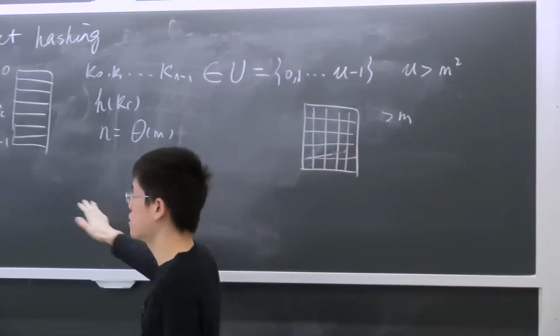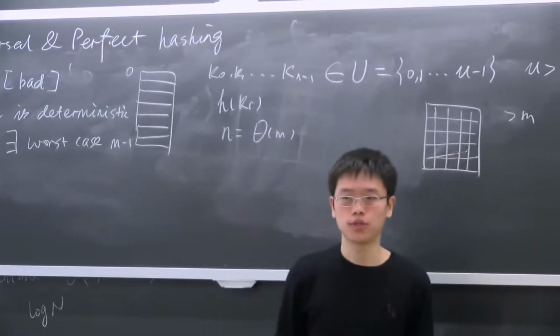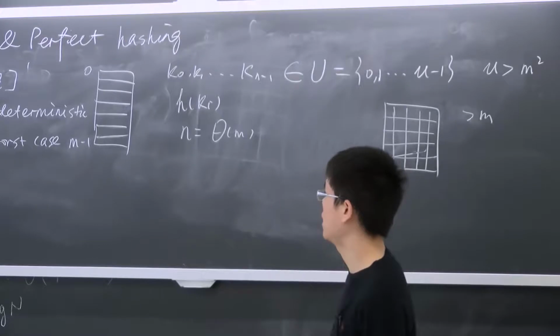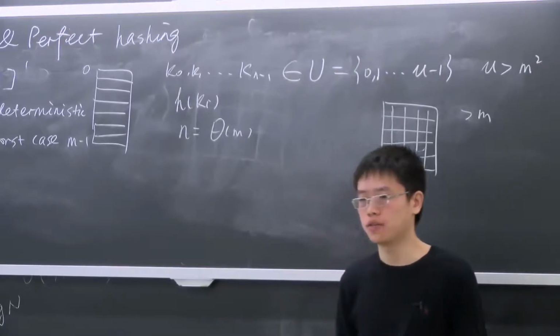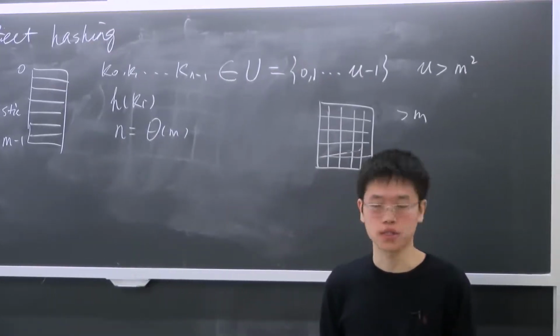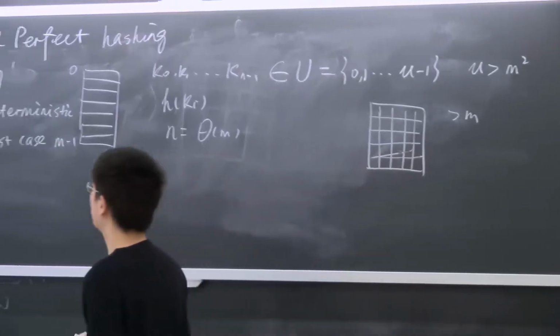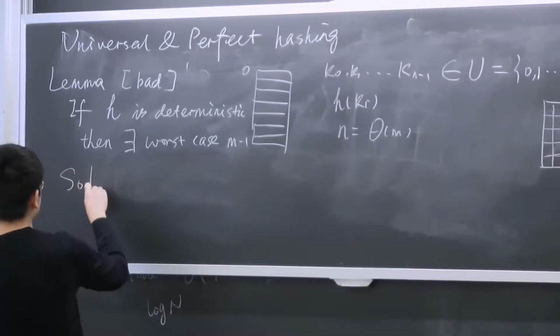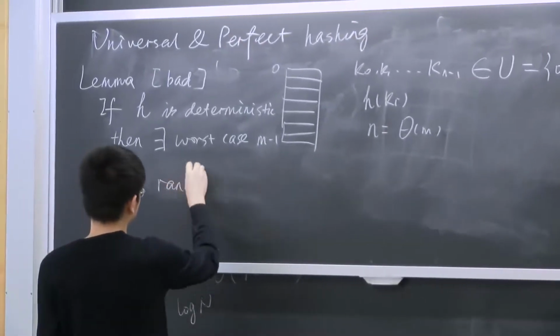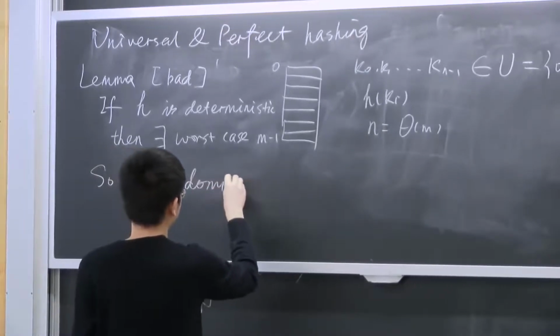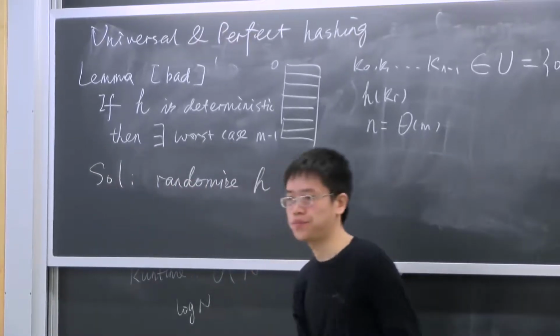So this is the problem we are trying to solve. We don't want this worst case. And it does say that if h is deterministic, we cannot avoid that. There always exists a worst case. So what's the solution? Then the solution is to randomize h.